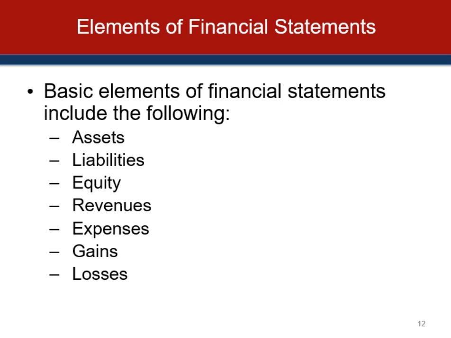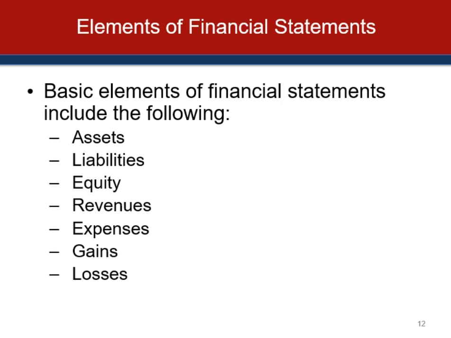So decreases in economic resources either by outflows or the reduction of assets, or the incurrence of liabilities, so the increasing or incurrence of liabilities resulting from an entity's ordinary revenue generating activities. So that refers to the matching of the expenses against the revenue.